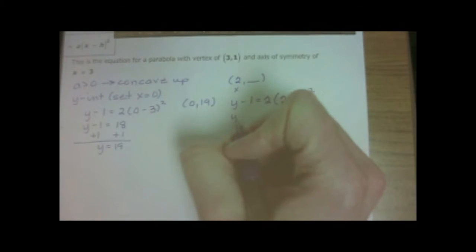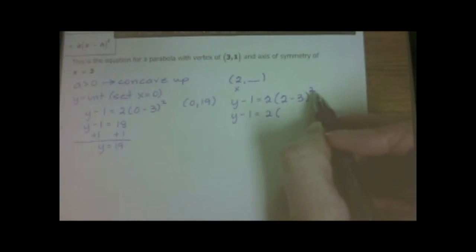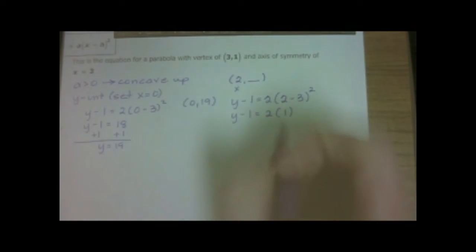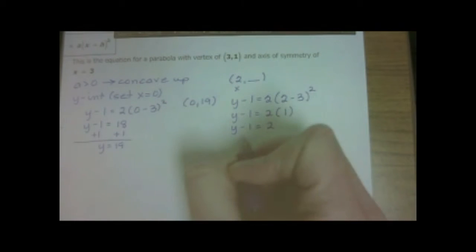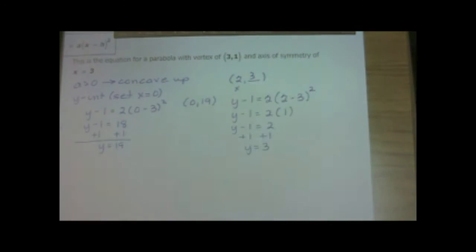So I've got y minus 1 equals 2 times 2 minus 3 squared. 2 minus 3 is negative 1. When I square that, I get 1. 2 times 1 is 2. So I've got y minus 1 equals 2. Add 1 to both sides, and I get y equals 3. So I have the point 2, 3 on my graph.